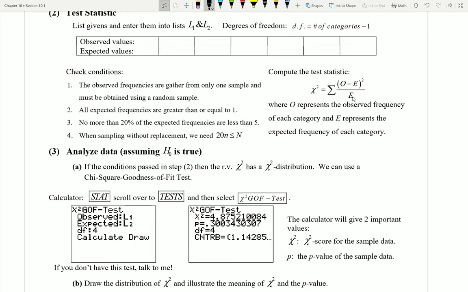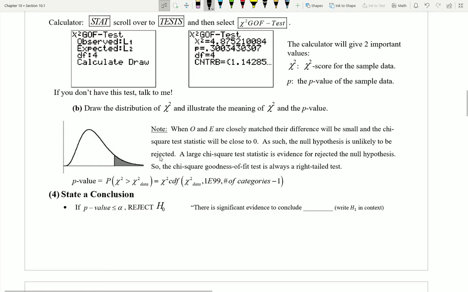So if I get a very, very large number for my chi-squared, it's an indication that my O's and E's, my observeds and expecteds, were very far apart from one another. And that would be an indication that we should reject H0 because it doesn't seem like what we observed is the same or close enough to what we expected. So because of this, we're always going to be looking at a right-tailed test.